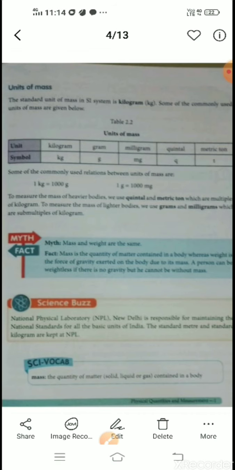Metric ton means 1000 kgs. If you are going to have 1000 kg with you, instead of telling us 1000, you can tell them as 1 metric ton. So if you are having 2000 kg, you can tell 2 metric ton. So if you have 7000 kg with you, you can call them 7 metric ton instead of telling 7000 kgs. So the first two are for smaller units.